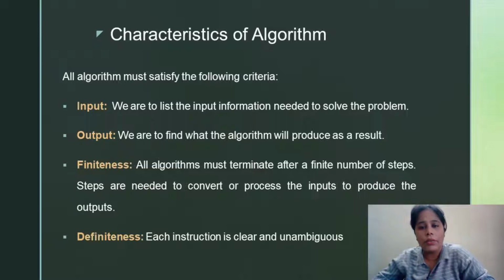Finiteness means all algorithm must terminate after a finite number of steps. Steps are needed to convert or process the inputs to produce the output. Definiteness means its instruction is clear and unambiguous.